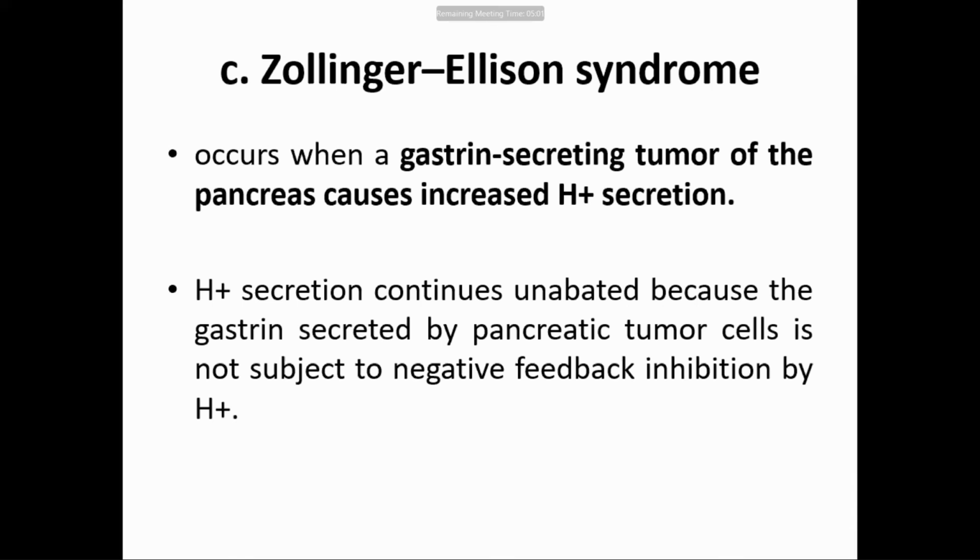So when there is Zollinger-Ellison syndrome, the gastrin G cells will be stimulated more. When G cells are stimulated more, they release gastrin. When gastrin is released, it stimulates the parietal cell. The parietal cell will cause the secretion of hydrochloric acid, and it will cause the ulcer.